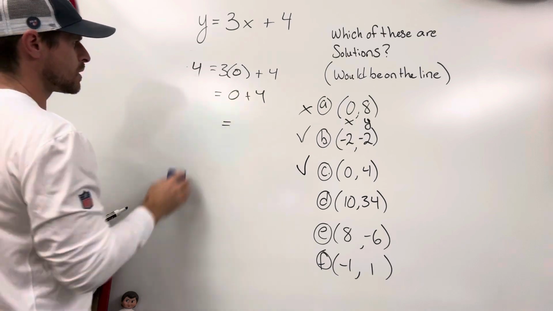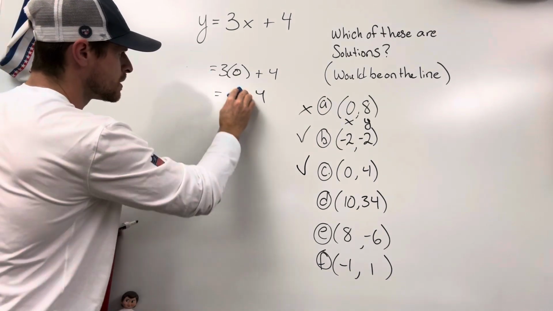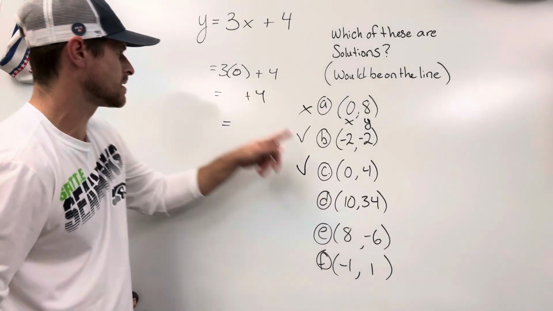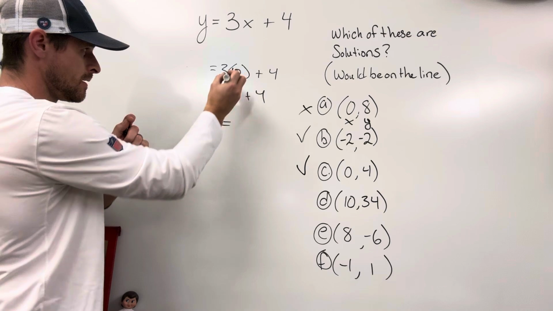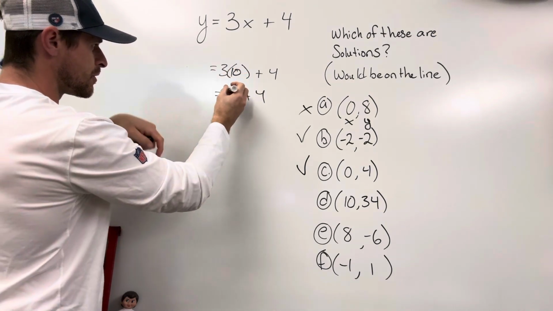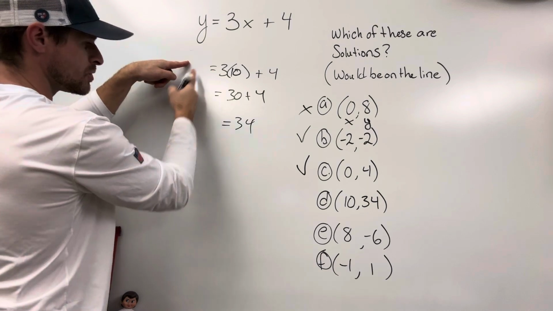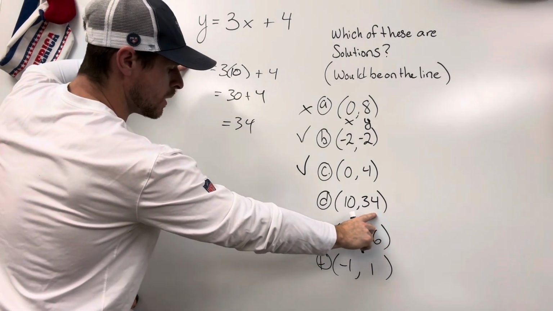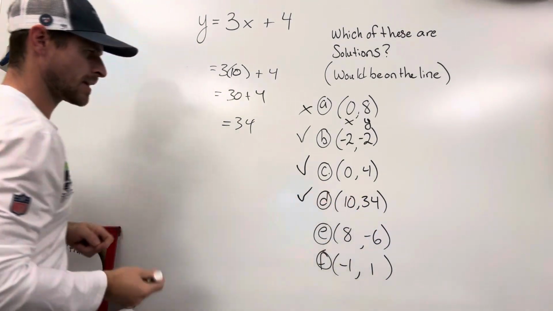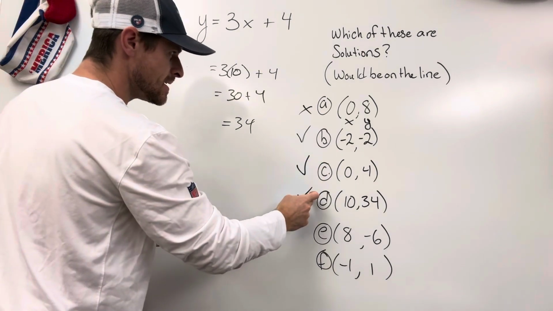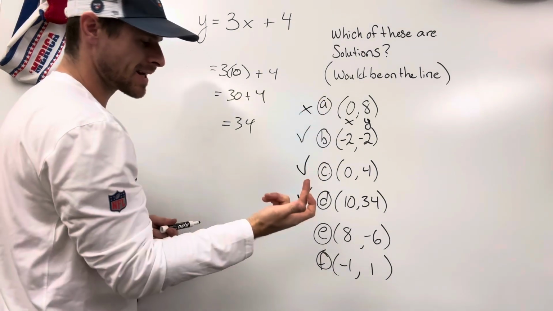Now we move on to the next one, D, (10, 34). So what I'm going to do for this one is I'm just going to change x, which is a 0 right now, to a 10. 3 times 10 is 30. 30 plus 4 is 34. That means y should have been a 34. It was, so that also checks. We got B, C, D. A does not work. A is not a solution.